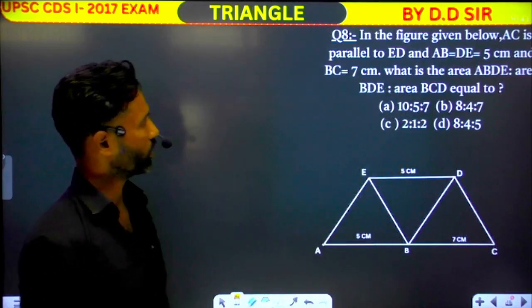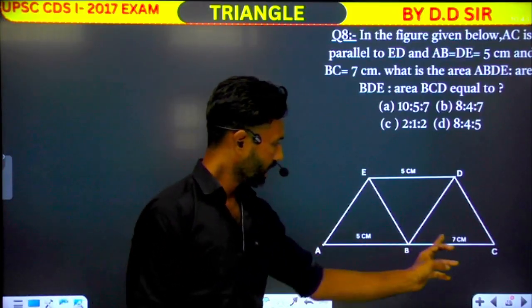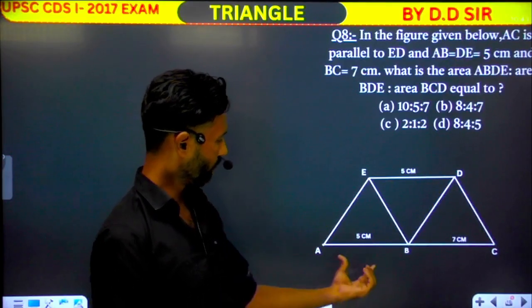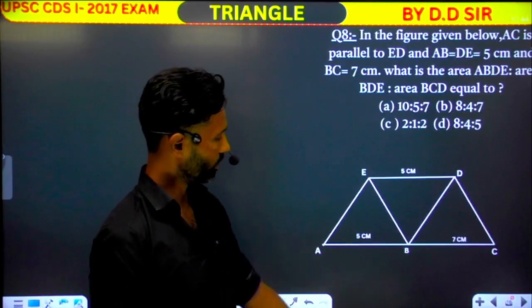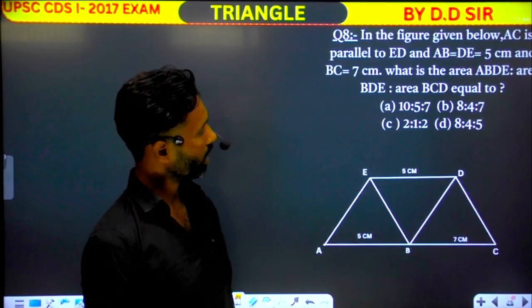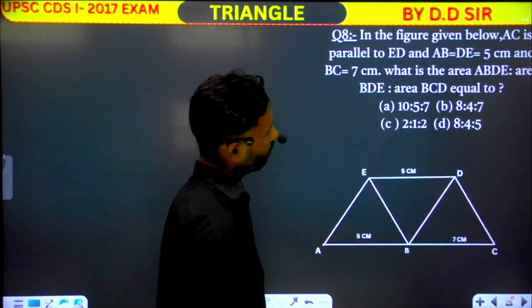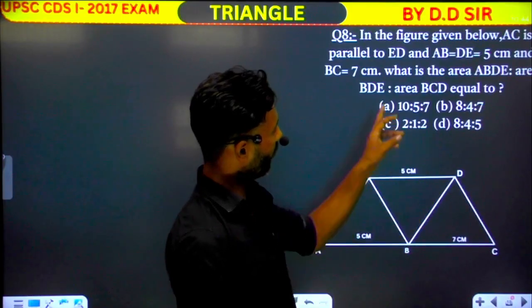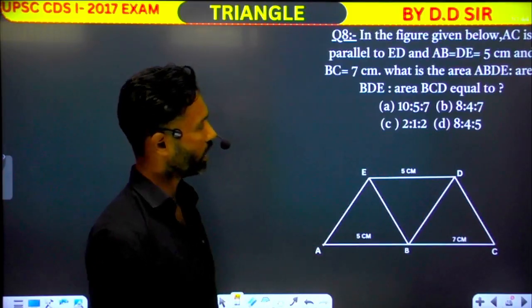Now we have the next question over here. In the figure given below, AC is parallel to ED. Side AC is parallel to side ED. AB equals DE equals 5 centimeter. AB is 5 centimeter, DE also 5 centimeter. And BC equals 7 centimeter. This side is BC, and BC is equal to 7 centimeter. What is the area of ABDE? This is ABDE, and BDE. This is BDE, and area BCD, and this is BCD. We have to calculate the ratio of the areas of these two.